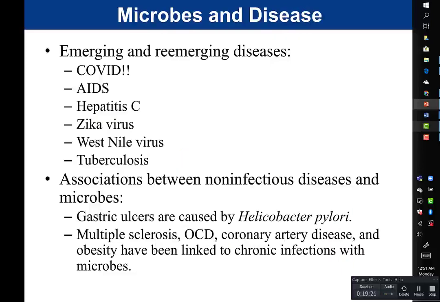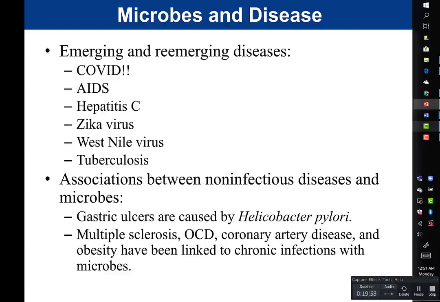So there are many microbes and diseases that are either emerging or re-emerging diseases. COVID, that is the perfect example of an emerging disease. We have other coronaviruses that have caused disease. SARS, for example. We have MERS, which is Middle Eastern Respiratory Syndrome. So we have other types of coronaviruses that have caused disease, but we have this new coronavirus, which causes us to have COVID, for example.